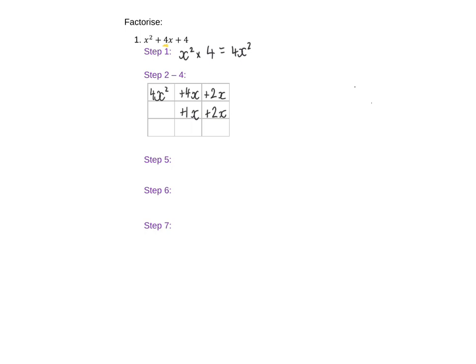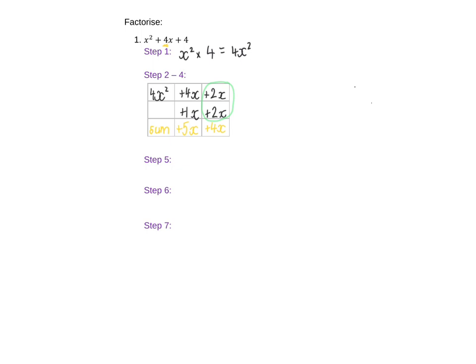So 4 plus 1 is positive 5x, which is not the answer I want, but 2x plus 2x gives me positive 4x, which is indeed my middle term value. So I select my highlighter, and I know that the factors I have to use are 2 and 2.